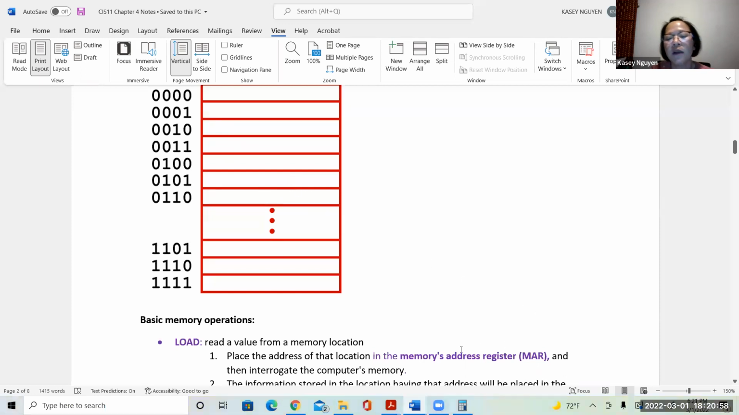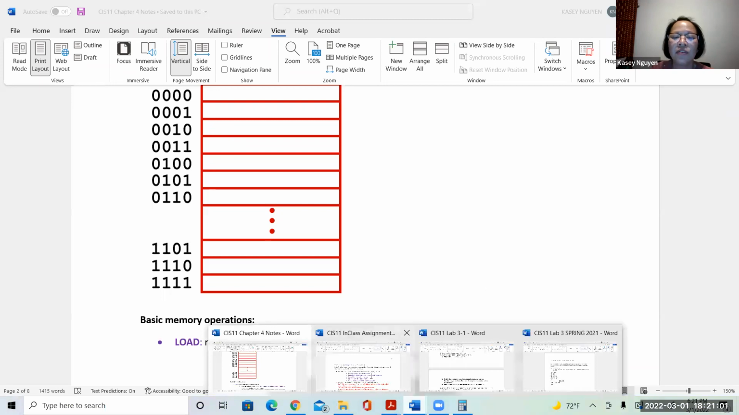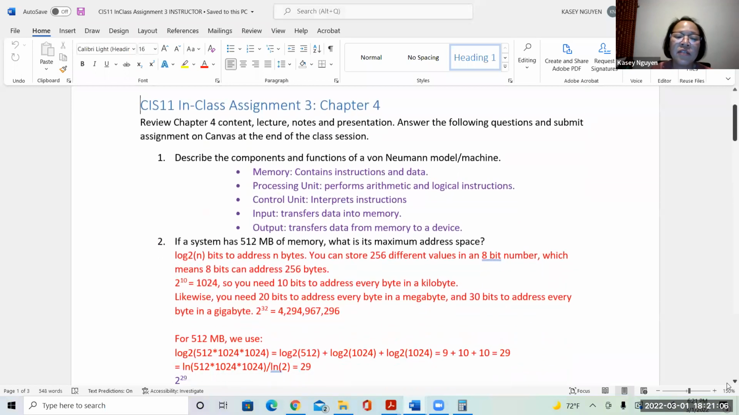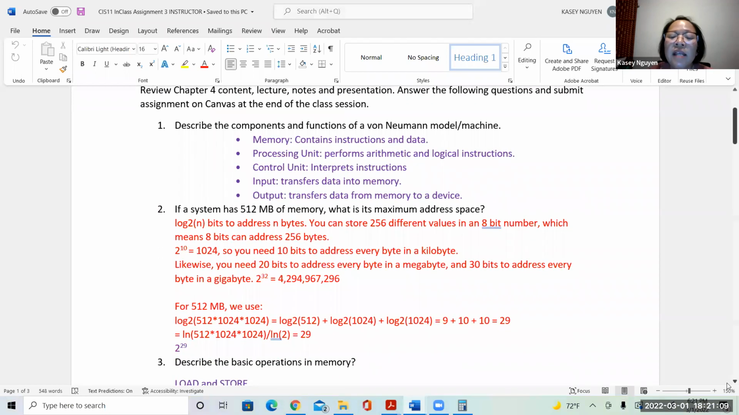Okay, so now the next question of your assignment asks: if a system has 512 megabytes of memory, what is the maximum address space? So we know that it's going to be 2 to the n for the address space. And so when we utilize a certain storage size, we can refer to it as log base 2 of n bits for the address, which will be referred to as n bytes.